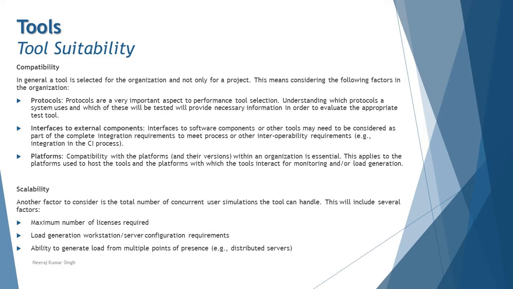In general, a tool is selected for the organization and not only for a project. This means considering the following factors in the organization will be very crucial. For example, protocols. Protocols are a very important aspect of performance tool selection. Understanding which protocols a system uses and which of these will be tested will provide necessary information in order to evaluate the appropriate test tools.